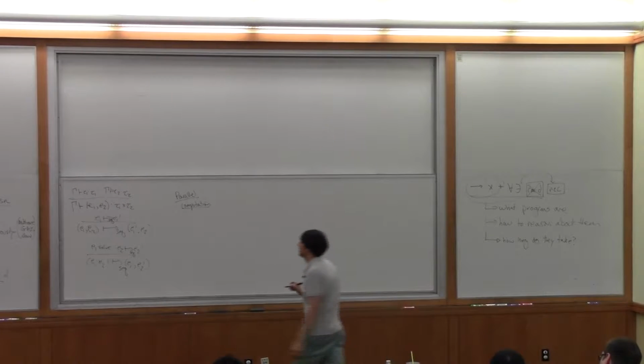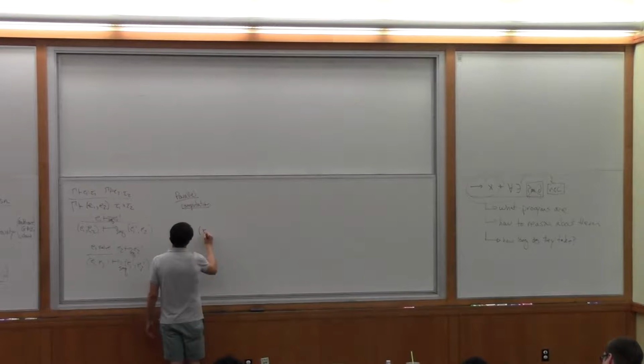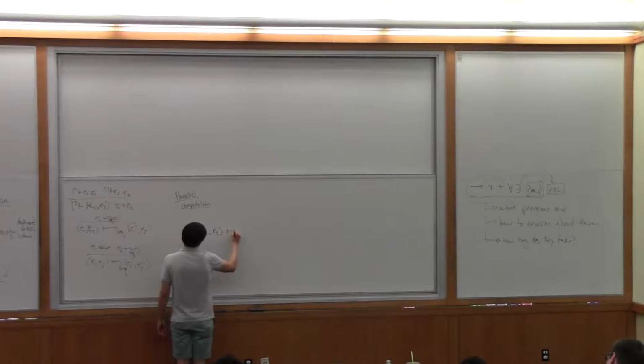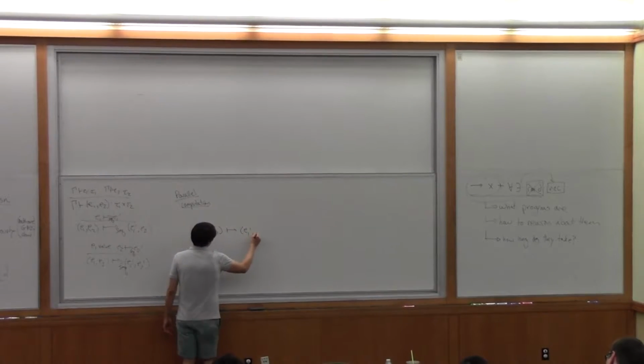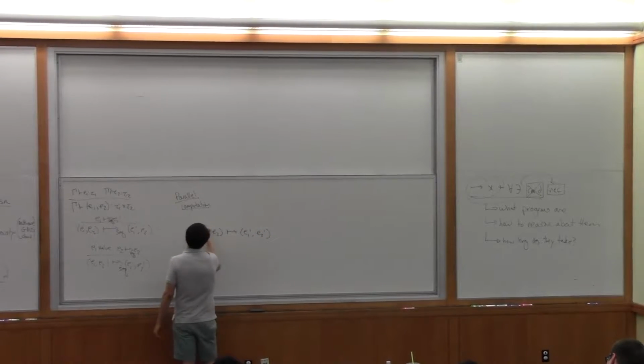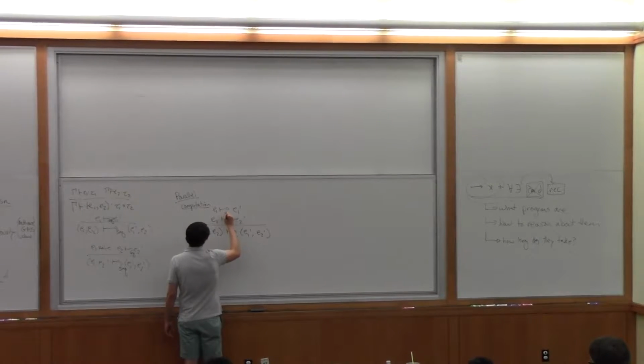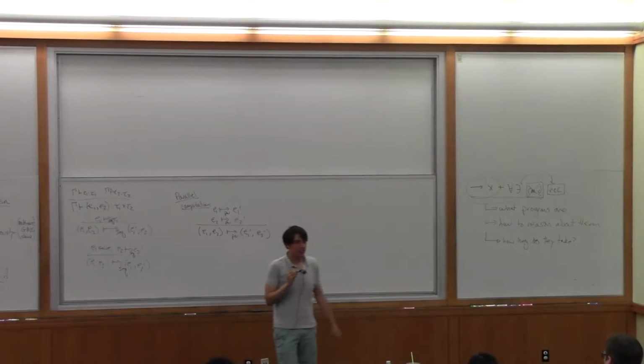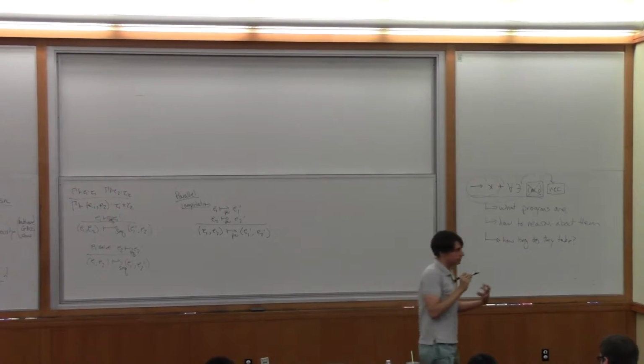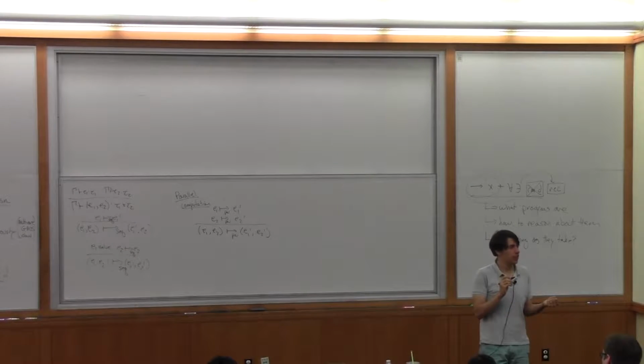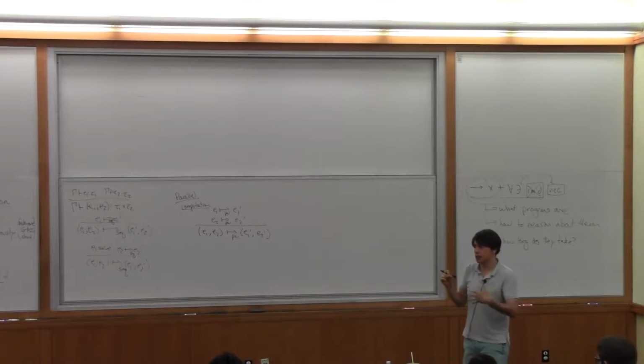So the idea with parallel computation is simply this. We'll have E1, E2 steps to E1 prime, E2 prime, if E1 steps to E1 prime and E2 steps to E2 prime. Okay? So for parallel evaluation of a pair, what we say is, instead of saying, first you run the left, then you run the right, we just say, you can run both of them at once.